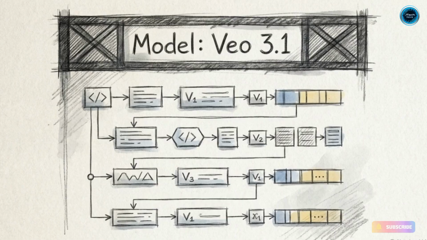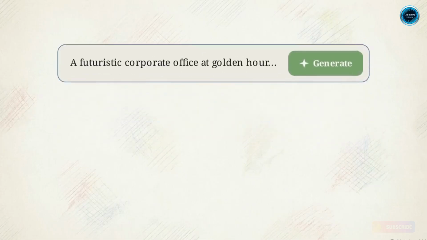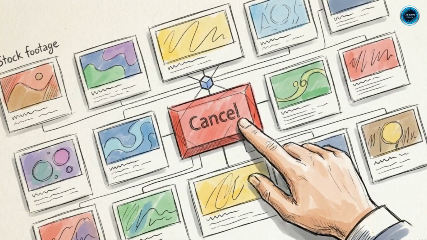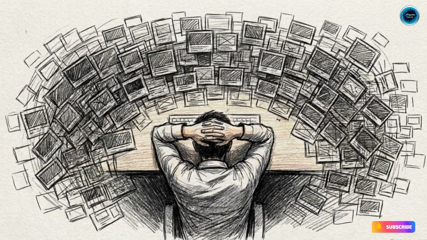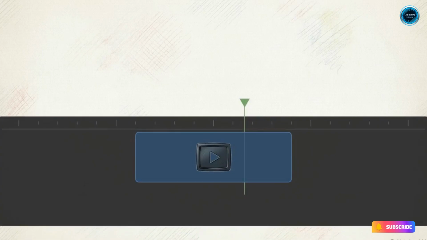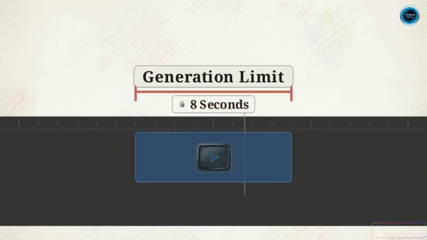The engine powering all of this is Veo 3.1. You type a text prompt and it generates custom video clips on the fly. This gives you rapid, specific B-roll without paying for a stock footage library or spending an hour searching for the right shot. But the free tier is strictly metered. You get exactly 10 generated clips per month, and each of those clips is hard-capped at exactly 8 seconds long.